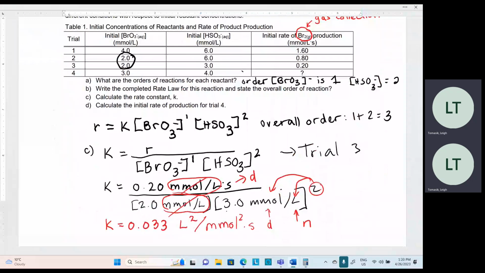So that is the rate constant K. I'm going to write that down. K is equal to 0.033 liters squared per millimole squared times second. If you want to put this in scientific notation, it would be 3.3 times 10 to the negative 2. All right. So the very last question.